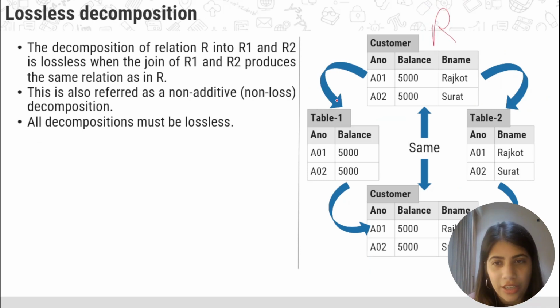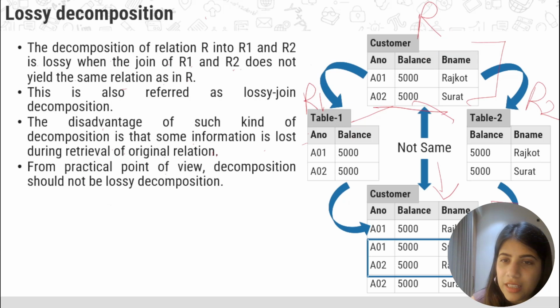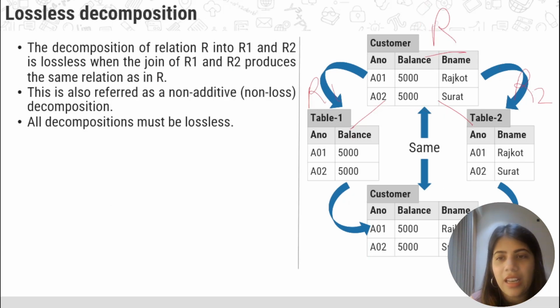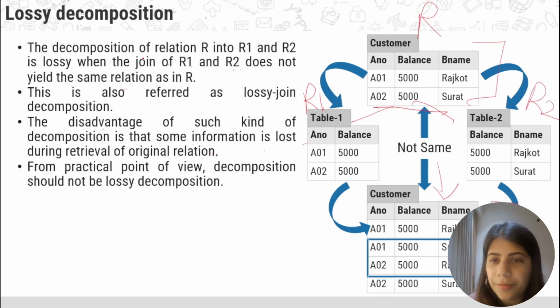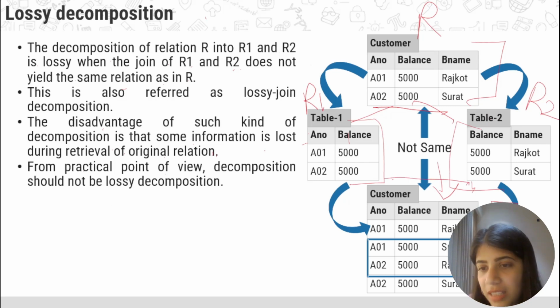Consider this as the relation R, R1, R2. I divided this relation R into R1 and R2. Now if you see, the difference between this and this is a lot. Over here, account number and balance is one table, and balance and bank name is the second table. If we join both of these, the result becomes this, where the account number, balance and bank name give a larger number of tuples over here.